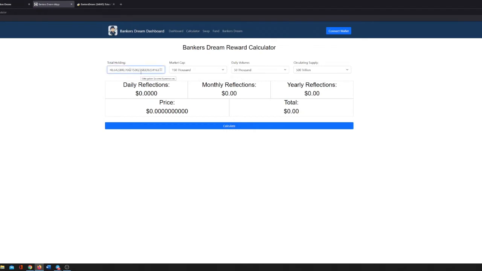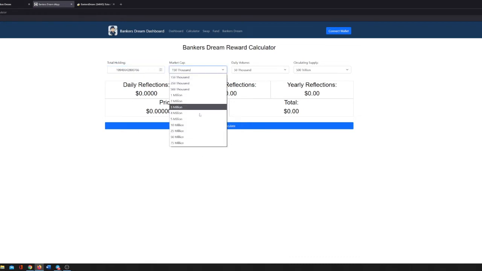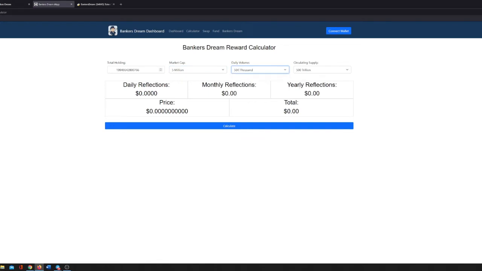I think I have to delete all this. Oh, this is not good. So just let me check the number really quick. Yes, this should be fitting. So again, this market cap, right now we are sitting roughly there. Let's just say 500,000.